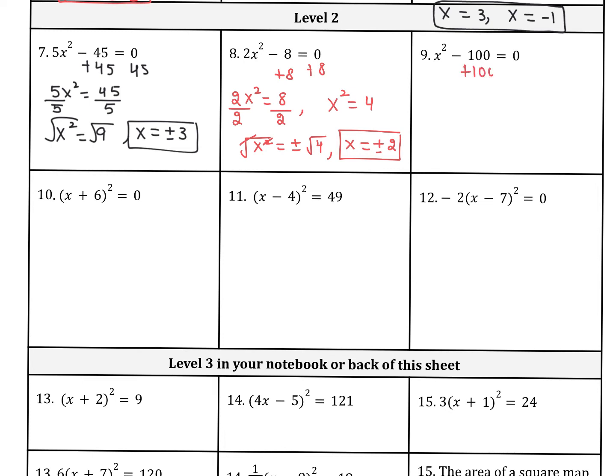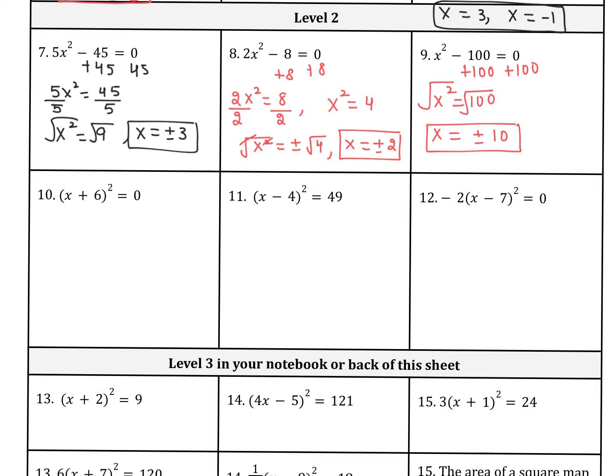For number 9, plus 100 on both sides. x squared equals 100. Take the square root on both sides. x equals plus or minus 10. When I'm using plus or minus, please understand there are 2 answers. One is 3, another one is negative 3. In this case, x is 2 and x is negative 2. x is 10 and x is negative 10.